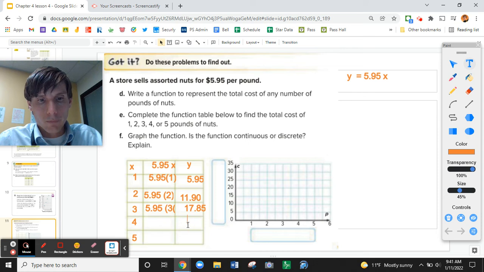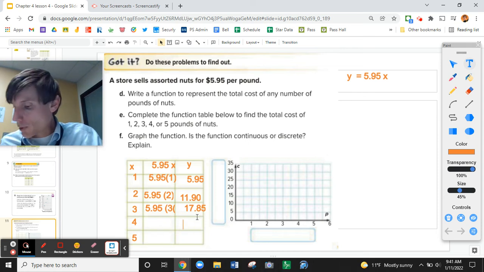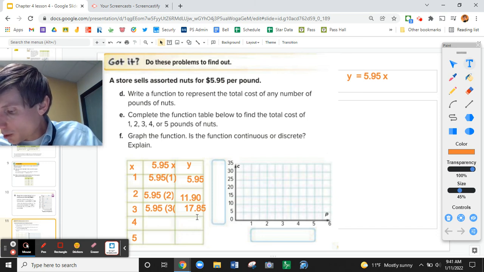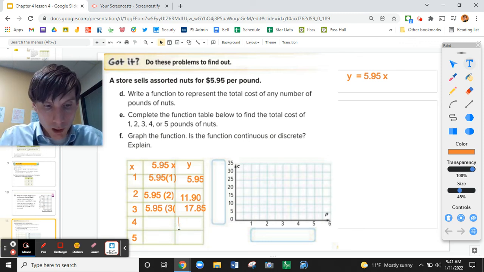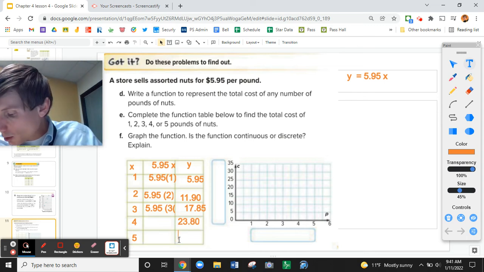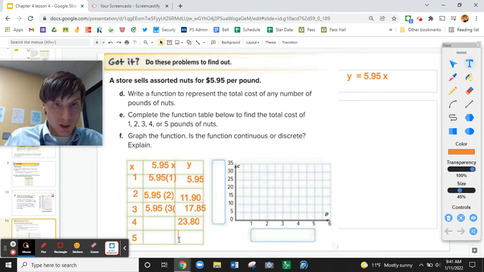All right. For time's sake, I'll just maybe write this real quick here. 5.95 times 4, you'd get 23.80. Remember, since we're dealing in dollars, 80, right? And then the last one here, 5.95 times 5, 29.75.